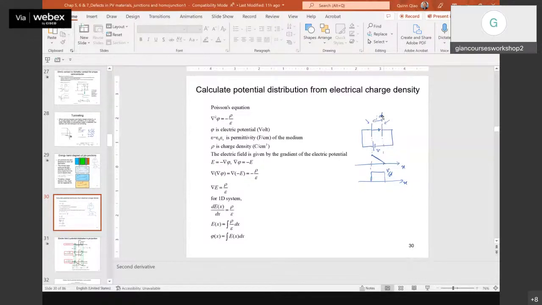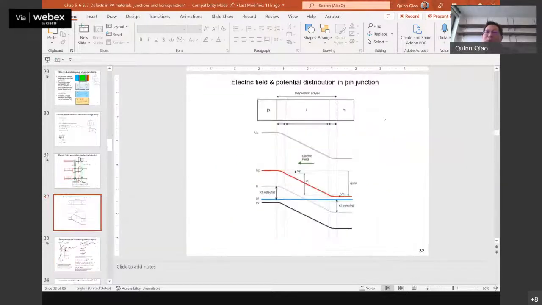What is the first question? The first question is asking, on what conditions the defect states affect the energy band diagram? On what conditions, okay, that depends on how much charge you will trap. It depends on the charge density, the trapped charge density.